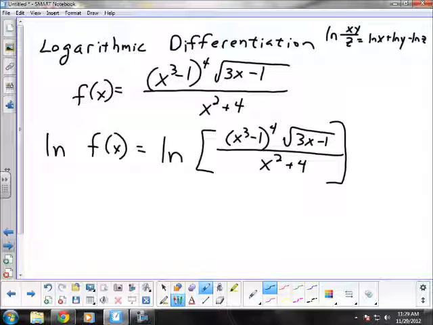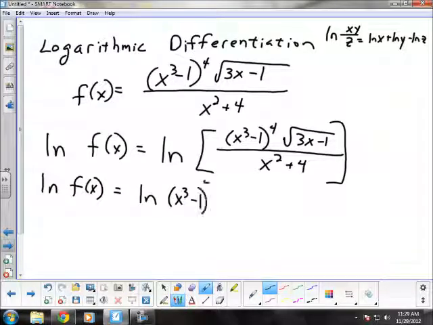Now I'm going to use the properties of ln and rewrite that. That's the ln of f of x, and that's equal to the ln of x to the third minus 1 raised to the fourth plus the ln. Now, I'm not going to write that as a square root. I'm going to write it as 3x minus 1 to the 1/2. Minus, remember I subtract off anything that's in the denominator, minus the ln of x squared plus 4.